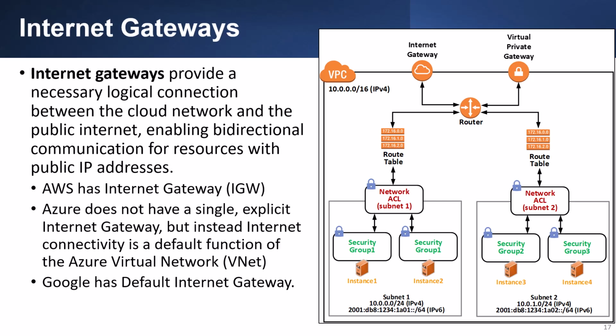Internet gateways provide a necessary logical connection between the cloud network and public internet, enabling bidirectional communication for resources with public IP addresses. AWS has Internet Gateway, or IGW. Azure does not have a single explicit Internet Gateway, but instead, Internet connectivity is the default function of the Azure Virtual Network, or VNet. Google has the default Internet Gateway.